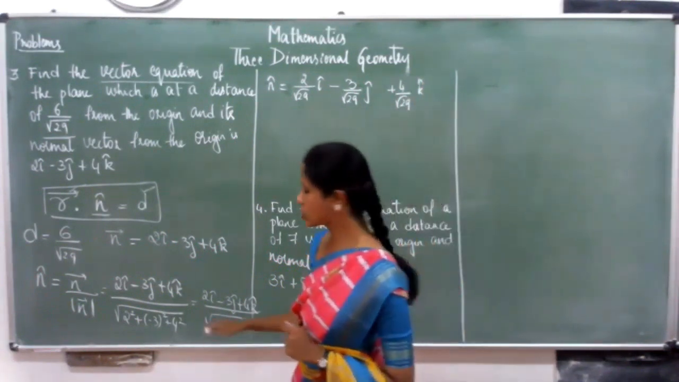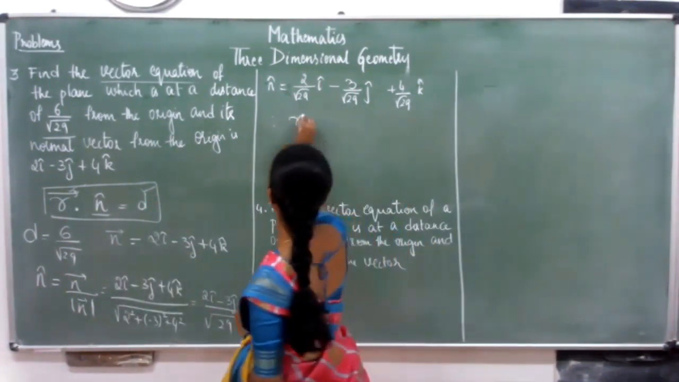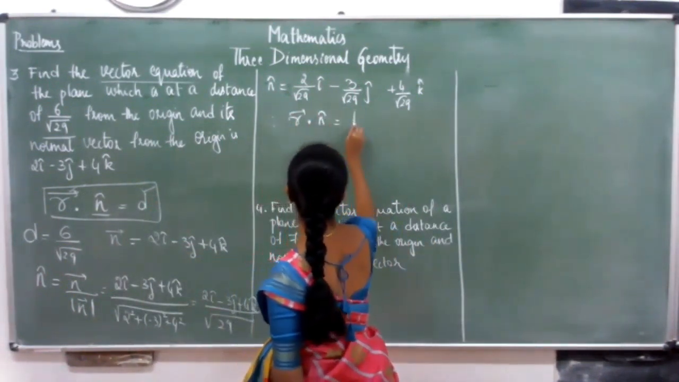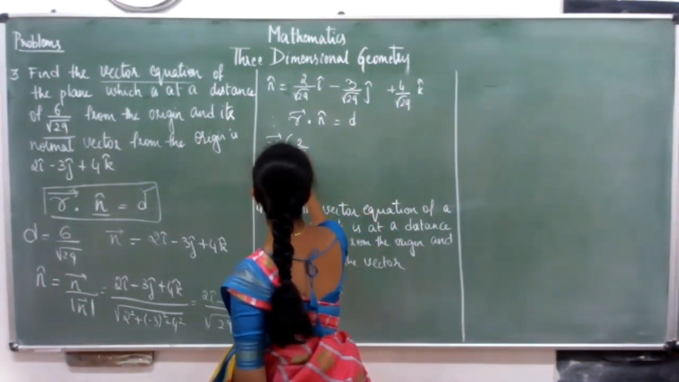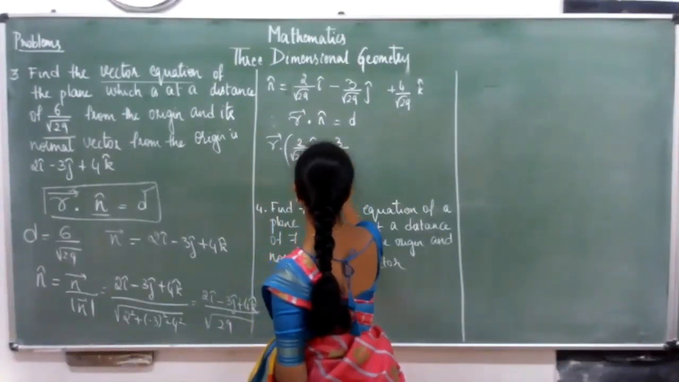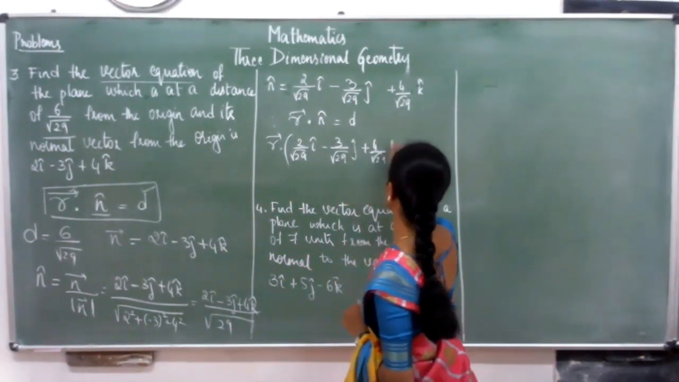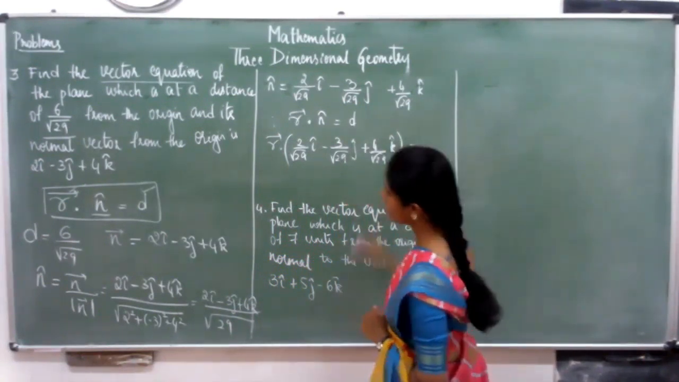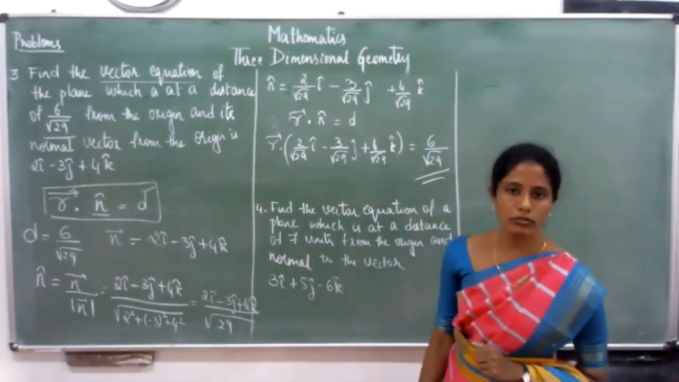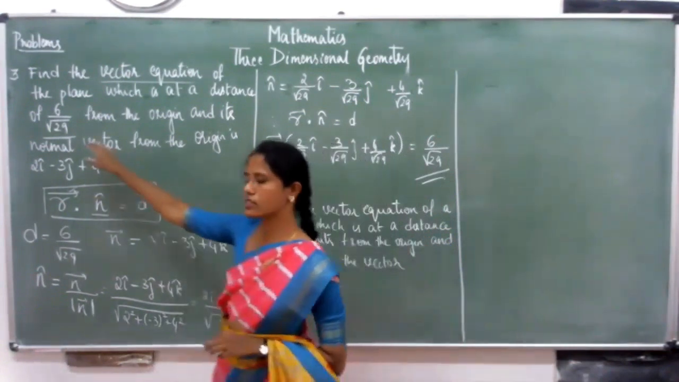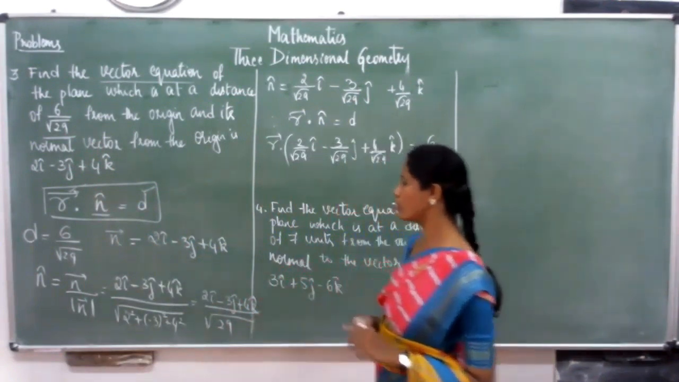Now substitute all these values, that is the value of n cap and d, in the vector equation. Hence, vector r dot n cap is equal to d will be given by vector r dot 2 by root 29 into i cap minus 3 by root 29 into j cap plus 4 by root 29 into k cap, and distance d, which is given by 6 divided by root 29. This is the vector form of the equation of a plane whose distance is 6 by root 29 and the normal vector is 2i cap minus 3j cap plus 4k cap.